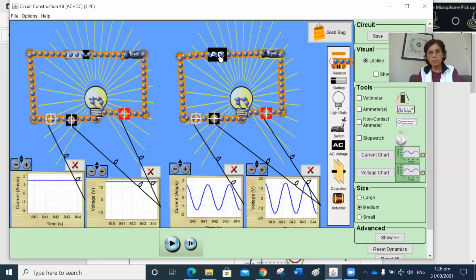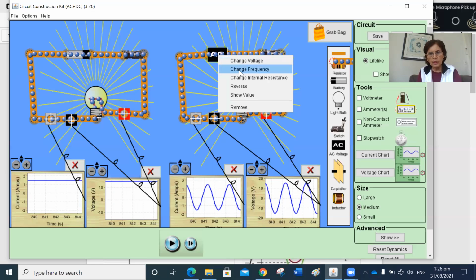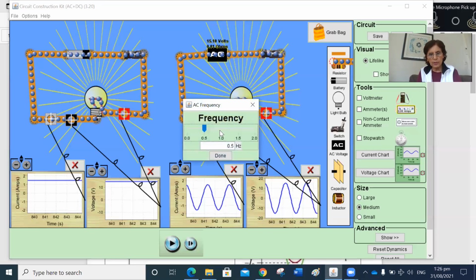Now this time, what we're going to look at is what happens if I change the frequency of the supply. So this is an AC source or AC battery. There are different words which are used: AC generator, AC supply, AC source. So let's change the frequency. So presently, frequency is 0.5 hertz. And 0.5 hertz means that it makes half a cycle in 1 second.